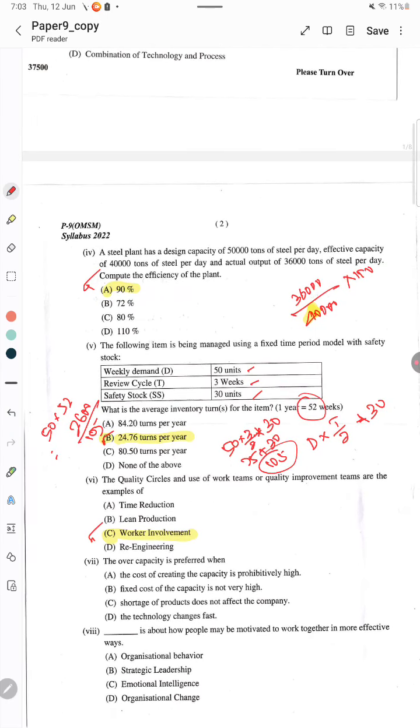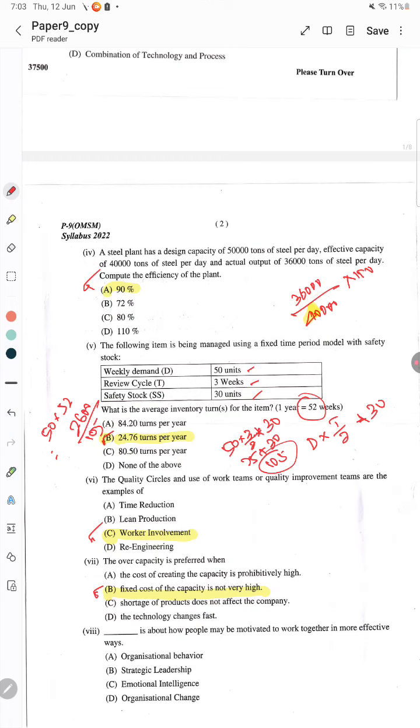And then question number 7. Overcapacity is preferred when normally the fixed cost of capacity is not very high, then overcapacity is preferred. So answer B will be the correct answer. Make note of it. B is the correct answer.